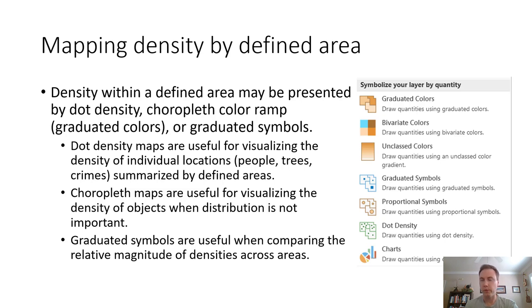But basically, dot density gives you sort of the illusion that every dot represents an event or an object. Now, it is an illusion because you can have one dot represent five things, or one thing, or two things, and also the distribution is artificial as well. So you'll see a bunch of dots across, we'll say a census block, and you might think every dot represents a person, but then you realize that within a census block, maybe every household is in the southwest quadrant, and the other three quadrants are uninhabited. But with a dot density map, it distributes those dots evenly, regardless of where people are actually located. Choropleth maps are useful for visualizing the density of objects when distribution is not important. And graduated symbols are useful when comparing the relative magnitude of densities across areas.